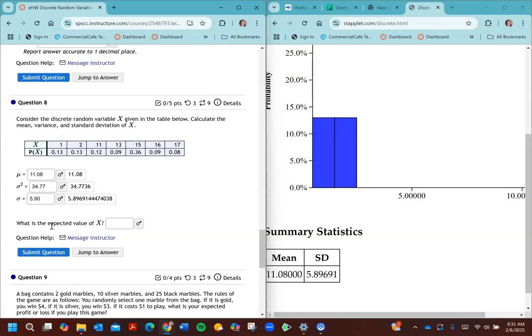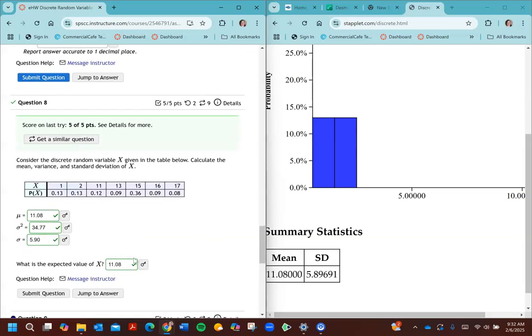And the expected value of X is the average, on average, what I'm getting for the probability, or for the value. And that would be the same as a weighted mean, or just this mu here. So that's going to be the same answer, 11.08. Okay, and then I'll submit and see how it likes the rounding. Yeah, that was good with that.